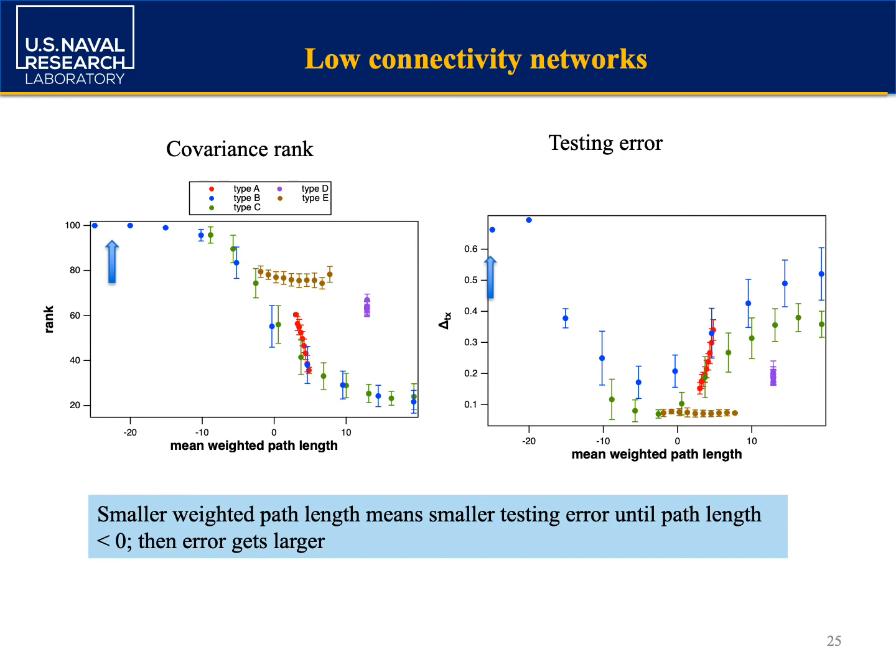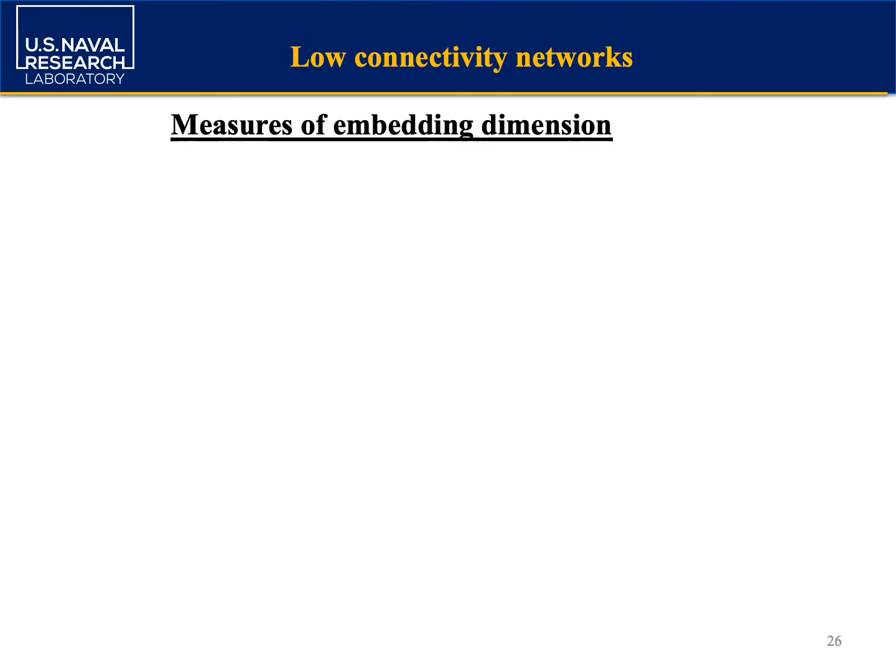So I really want to know, is there some change in the dynamics when these mean weighted path lengths start getting below 0? I looked at a lot of dynamical quantities, so I'm not going to show you what didn't work. What did work was measures of the embedding dimension for these networks.